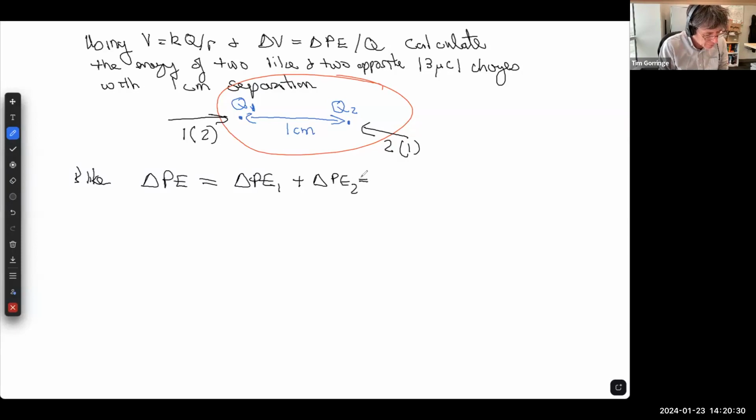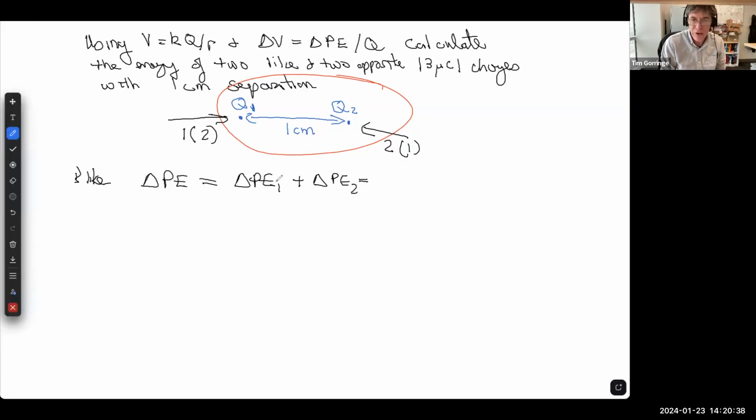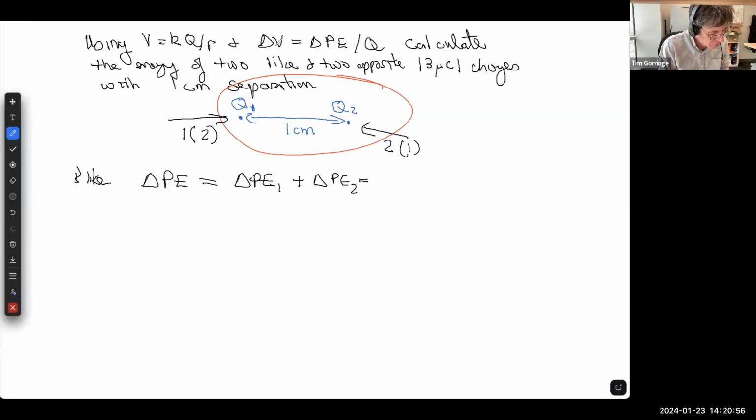And as we said, the change in potential energy when I move a charge from one location to another, in this case from far away to nearby, I can write in terms of the change in electrical potential. And so let me just take that step. I'm going to replace the change in potential energy of charge number 1 using this equation here. I'm going to rewrite it in terms of the change in electrical potential for charge number 1, and so Q1 delta V1.